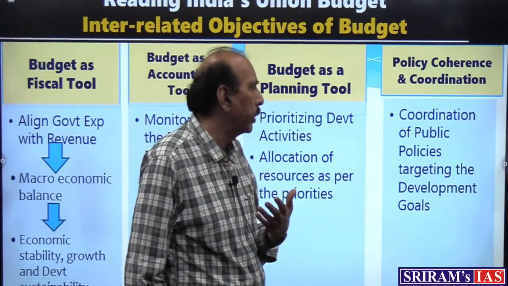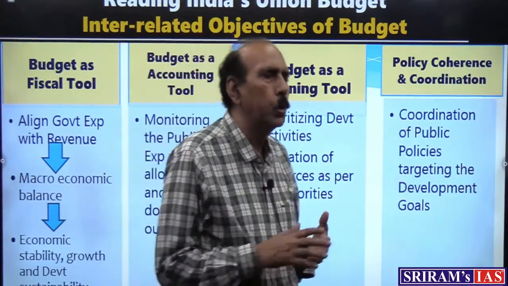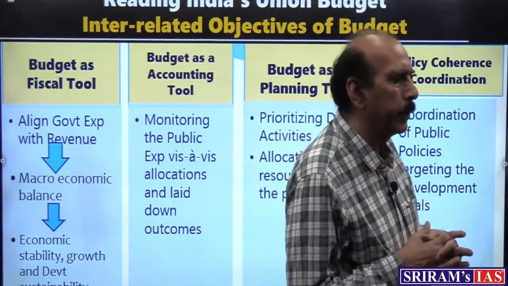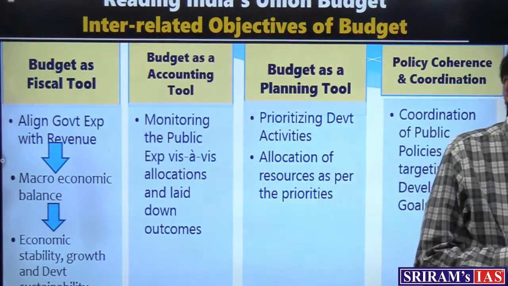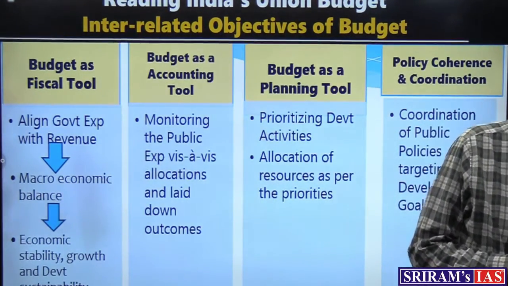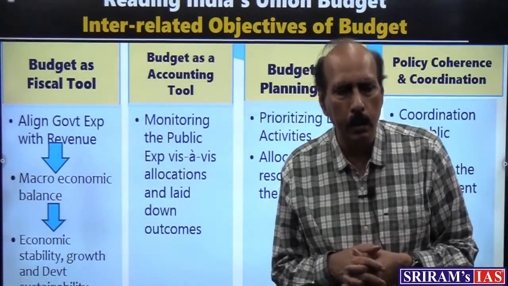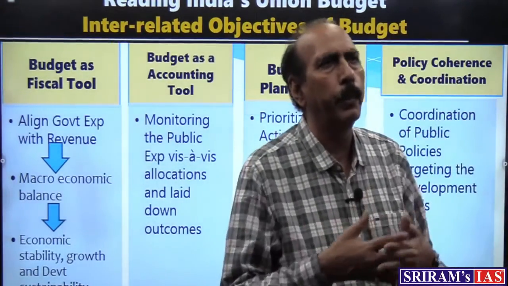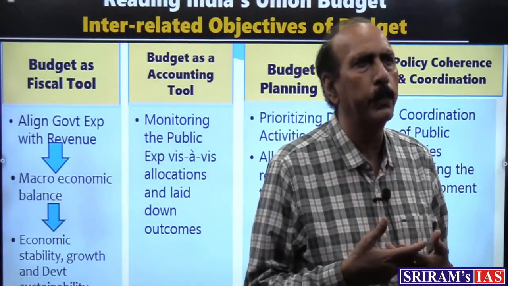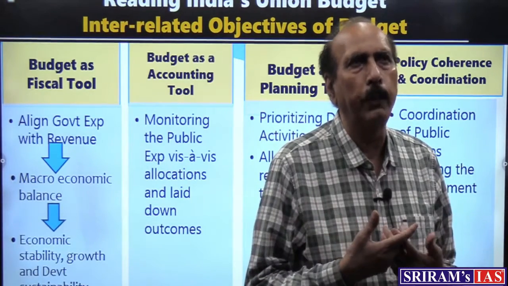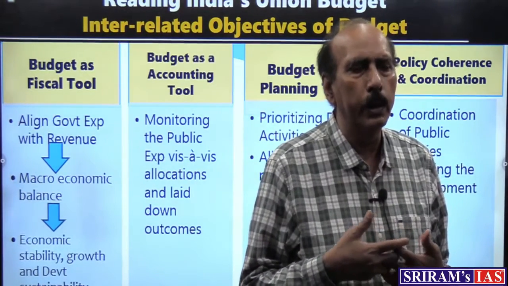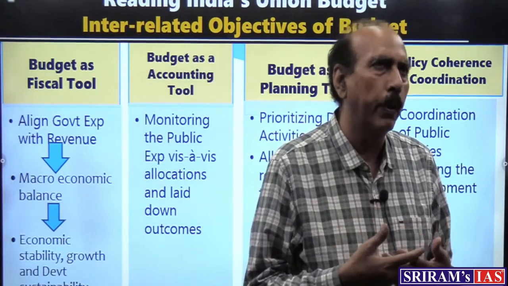Similarly, there is policy coherence and coordination. Three kinds of coordination the government has to maintain. One is internal coordination, because the government is run through ministries. In the Government of India, we have almost 100 departments, and all the 100 departments are allocated funds.